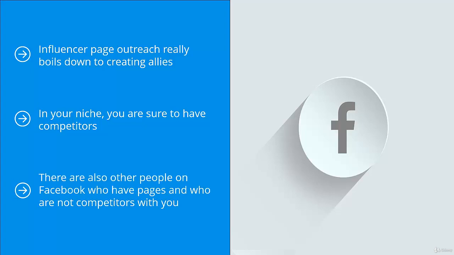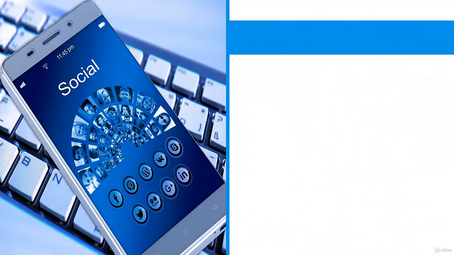There are also other people on Facebook who have pages and who are not competitors with you. They may even have a lot of fans. Here's how you build alliances with influence leaders on FB.